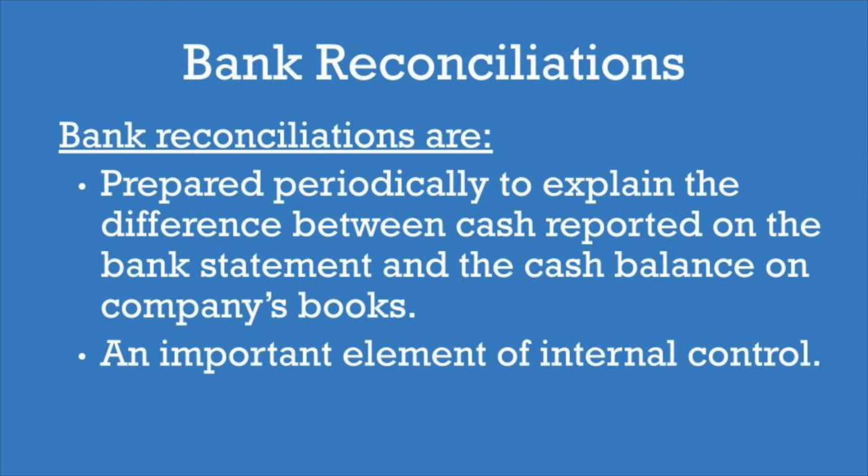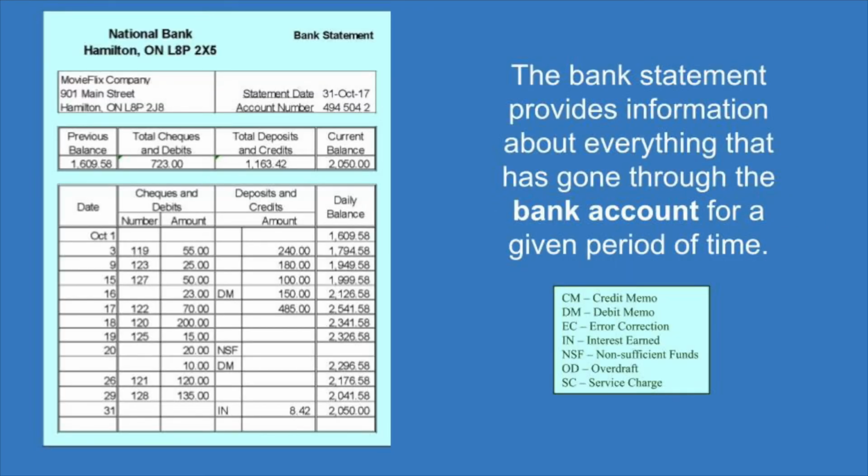So bank reconciliations are prepared periodically to explain the difference between cash reported on the bank statement and the cash balance in the company's books. And it is a very important element of internal control that all companies should do. Here we have an example to show you this. So let's assume that the bank statement comes. Here's a bank statement from National Bank, Hamilton, Ontario, for our company. It says that the balance was $1,609.58 at the beginning. We had $723 worth of checks and debits that went through, and we had total deposits of $1,163.42. So the current balance in the bank account is $2,050.